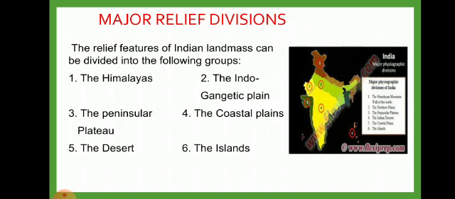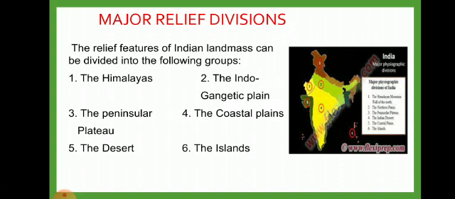Major relief divisions. The relief features of the Indian landmass can be divided into the following groups. Observe the map carefully and note down the relief features. To the extreme north of India is the Himalayas. To the south of Himalayas is the Indo-Gangetic Plain.